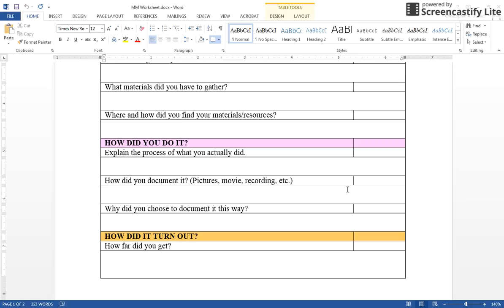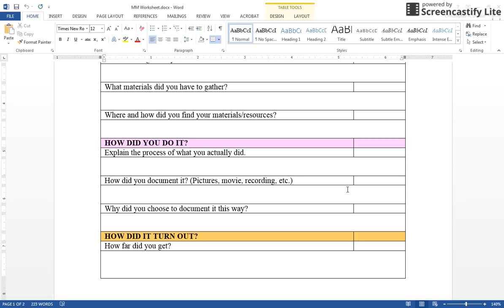This one's hugely important. How did you document it? Pictures, movies, recording, etc. Remember that you have to document what you're doing. We need to be able to see some sort of proof, in either of these ways. You might do a short video clip. Pictures are great because we can look at pictures. You can use them in PowerPoints, but you can also put movie clips in there.